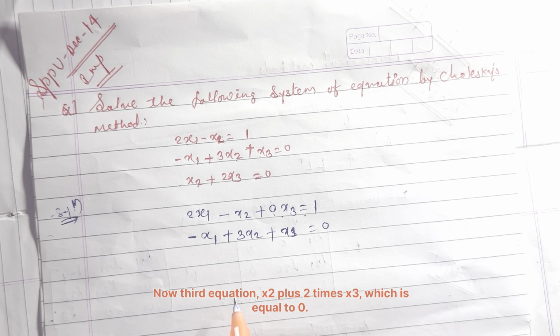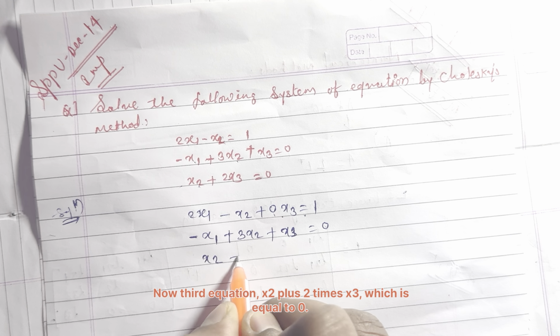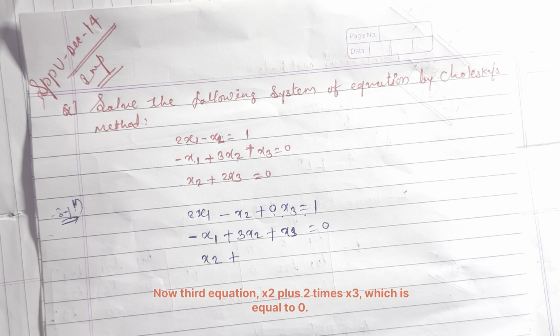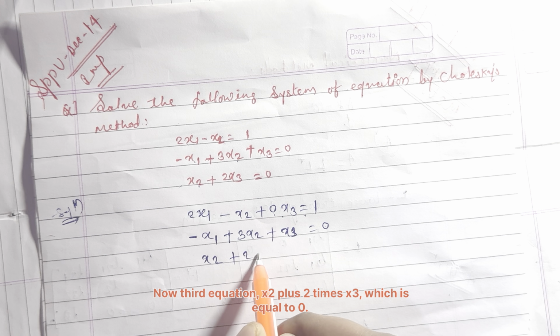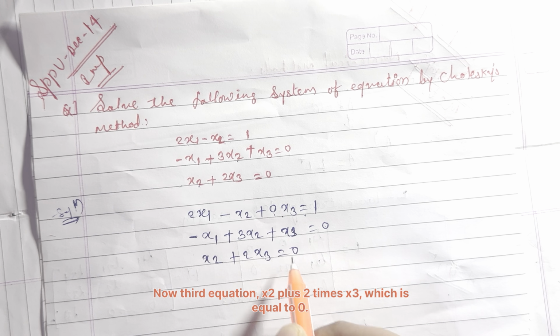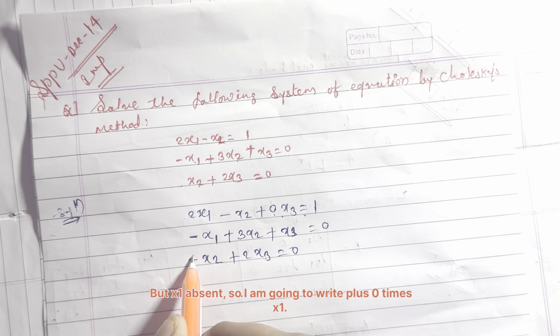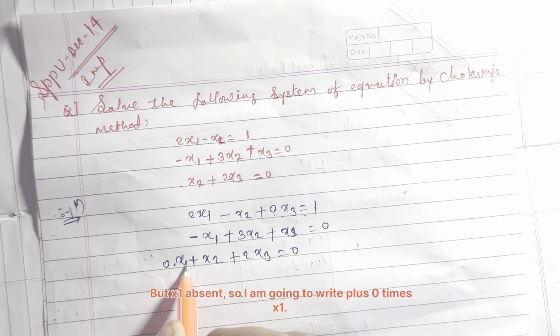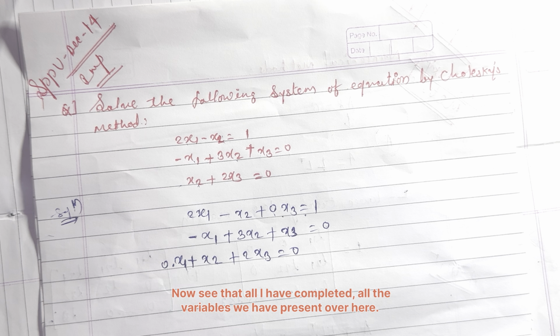Now the third equation: x2 plus 2 times x3 is equal to 0, but x1 is absent, so I'm going to write plus 0 times x1. Now I have completed the equations, with all the variables present.